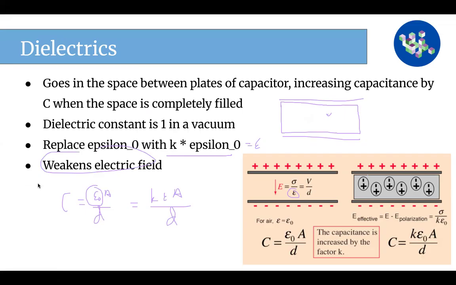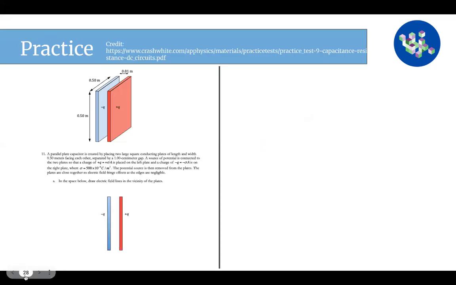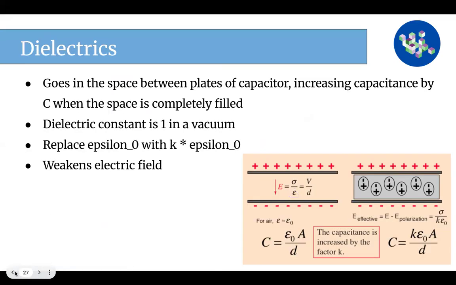If you ever encounter problems involving dielectrics, an easy way to do them is to replace epsilon zero, which you saw in a lot of formulas, with K times epsilon zero. So instead of the capacitance being epsilon zero A over D, the capacitance is K times epsilon zero A over D.